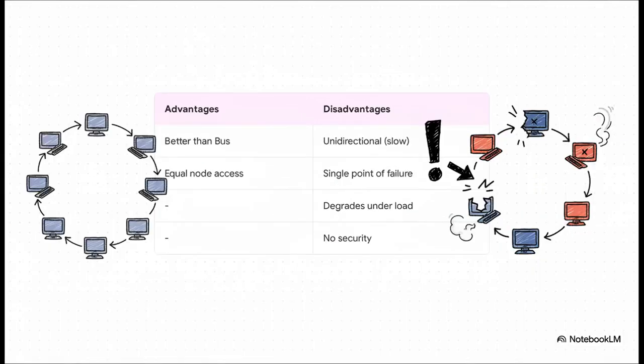Now, while the ring does offer better performance than a bus and gives every node a fair shot to transmit, it shares a huge weakness. Since data only flows in one direction, if just one link or one computer in that ring fails, the entire loop is broken. The whole network goes down. That's a massive single point of failure.